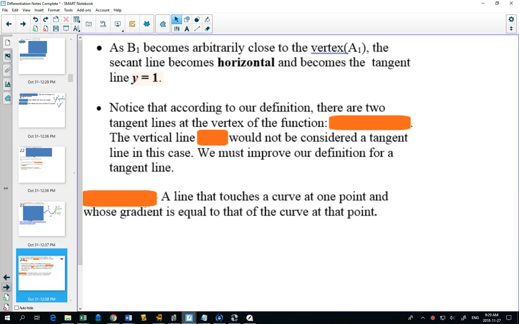So as we get closer and closer, if we take the vertex, you would say the secant line becomes closer and closer to becoming a horizontal line, okay? And becomes the tangent line at y equals 1. Now, according to the definition of cutting through the line, you could cut through the line at y equals 1 and x equals 0, but our tangent would be just the line that is flat.